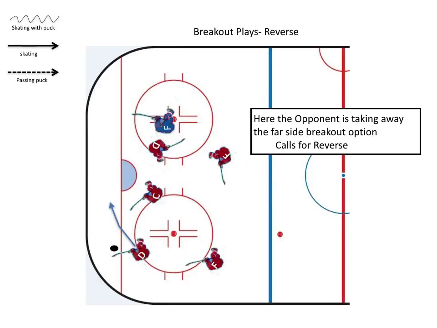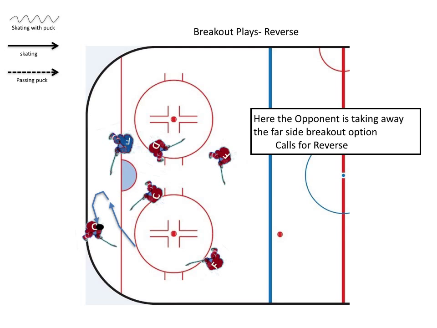Now in this case, the opponent's going to take away the far side breakout option. So obviously the previous wheel or overplay is not going to work. And so in this case, he's going to call for the reverse. He's going to sense the pressure, and the defenseman's going to reverse back towards the boards and back the other way, calling for reverse.